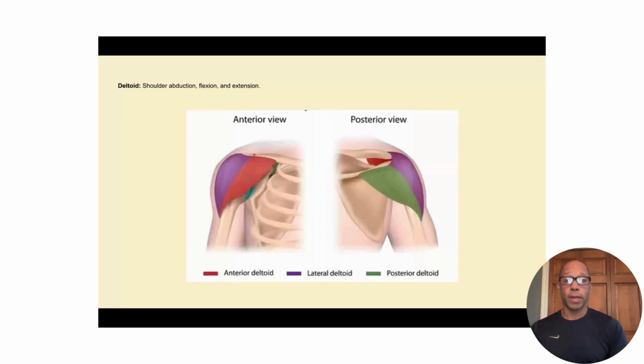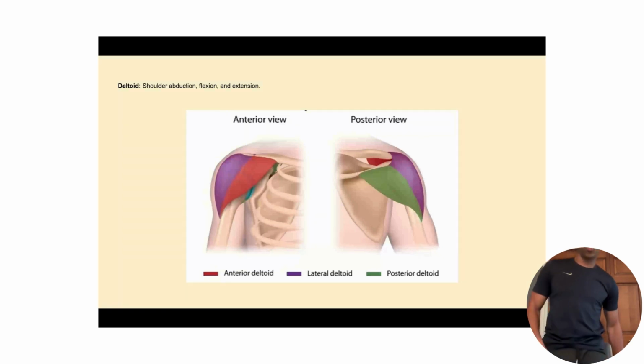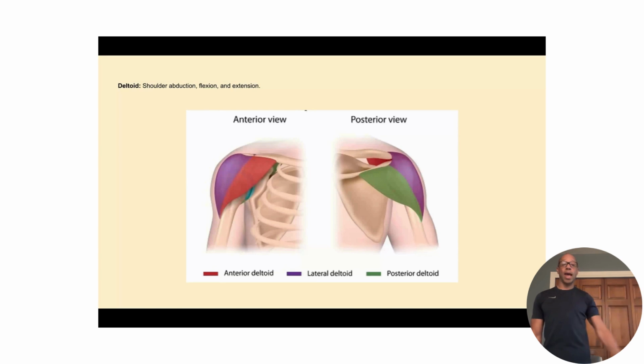The deltoid. The deltoid does shoulder abduction, flexion, and extension. So shoulder abduction, maybe further away again. So shoulder abduction is bringing away. Remember, adduction is adding something to the body. Abduction is abducting or taking away from the body. So it does shoulder abduction.